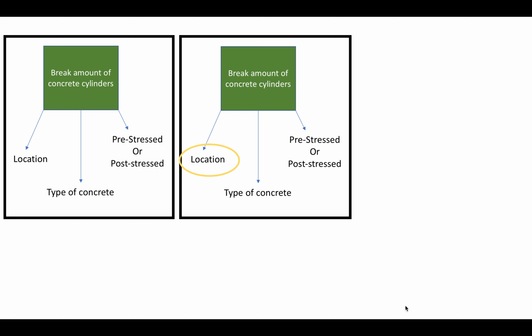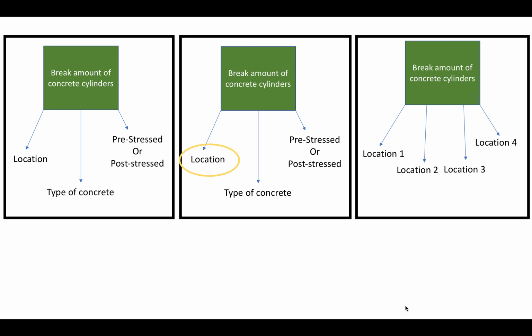In my case, the location will have the most effect on different aspects of the cylinder break of the concrete because of different temperature, humidity, daylight, and even regulations. Therefore, the location will be the blocks I break the population into, leaving me with locations 1, 2, 3, and 4.